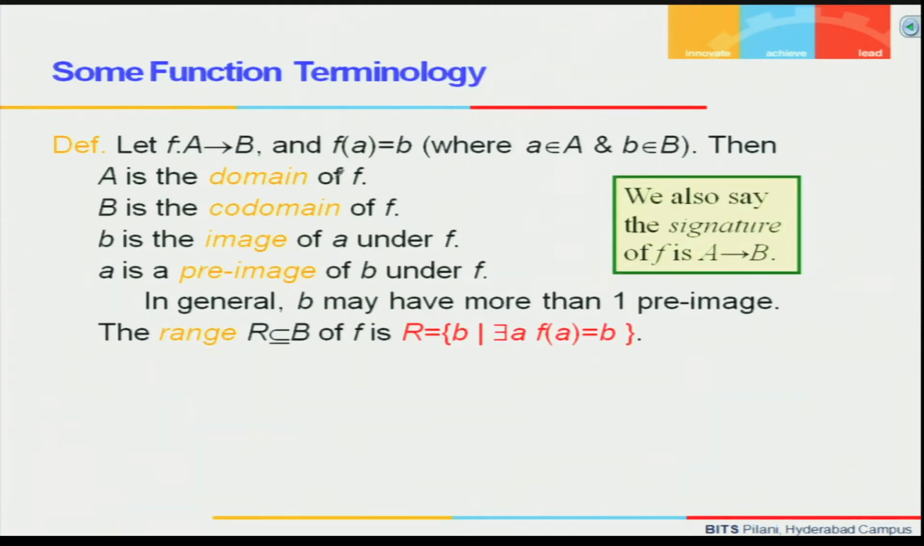I hope you understand this notation. When I define a function f from A to B, I call A the domain, B the codomain, and the range is the set of all images of the elements of A. This is how we define range, and this range is always a subset of the codomain. In some cases it will be equal to the codomain, in some cases it will not.